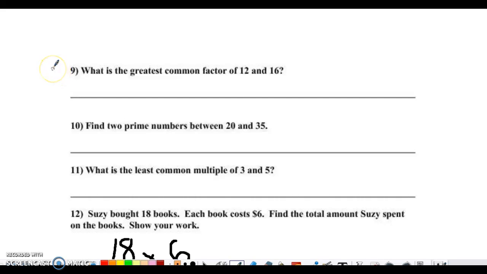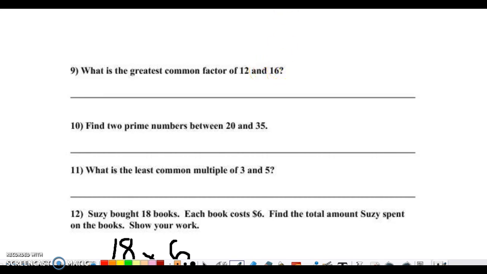Welcome to part 2 of our estimation factors and multiples review videos. Question number 9 in the back half of the worksheet asks you for the greatest common factor of 12 and 16. To find the greatest common factor and least common multiple, I taught the students a strategy known as the upside down birthday cake. Here's how you use it.